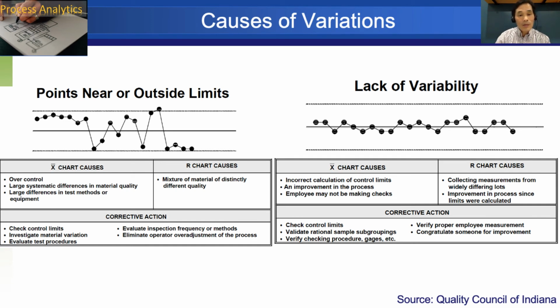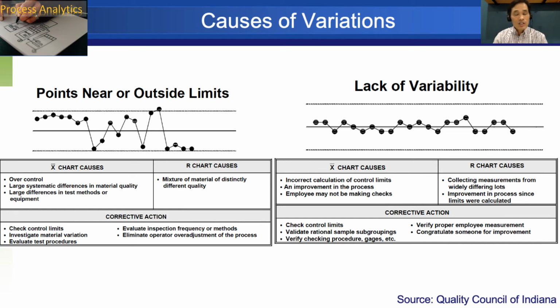And the employee may not be making checks, so although the reality is different, the employee is not really doing the work or monitoring the process very well. That's why it looks good, but actually it's not. If this is happening in an R chart, collecting measurements from widely different lots could be a cause of that, or improvement in process since limits were calculated could be another reason.